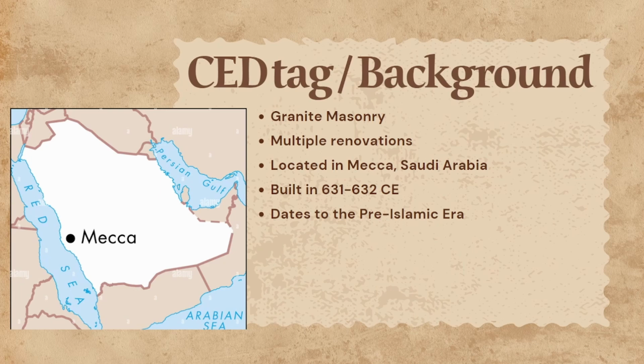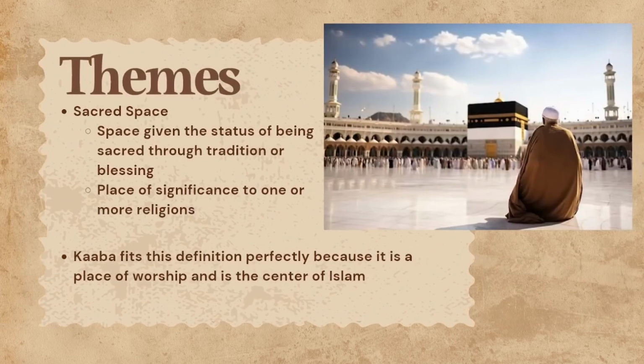The Kaaba was created during 631 to 632 CE, during a time before Islam was formally founded. This era was called Pre-Islamic, making this piece a pre-Islamic piece. This piece is encompassed by the theme of sacred spaces.